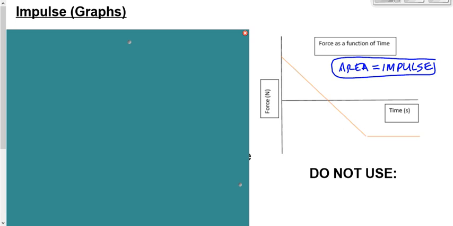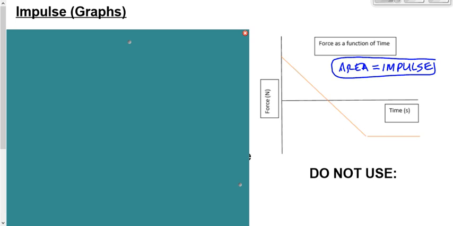Now, you got to watch out for a few things, right? Okay, watch out for the axes. We're always going to have force on the y-axis, time on the x-axis. But what about the units? Maybe force is in kilonewtons, and maybe time is in milliseconds. Watch out for those, right? But the bottom line is, the crux of this is always going to be 3 words.